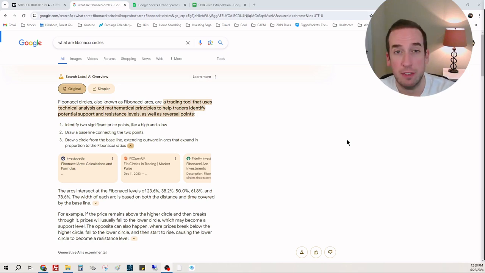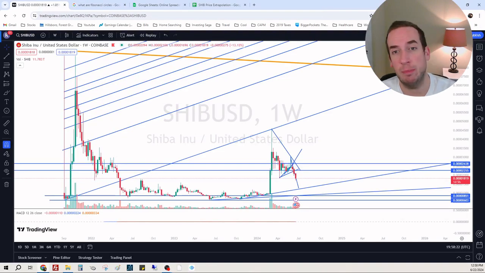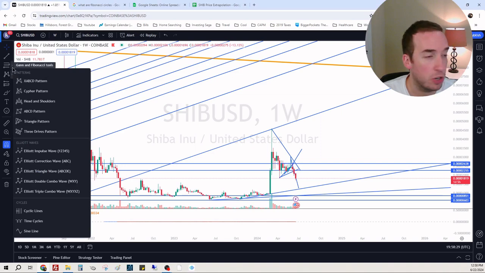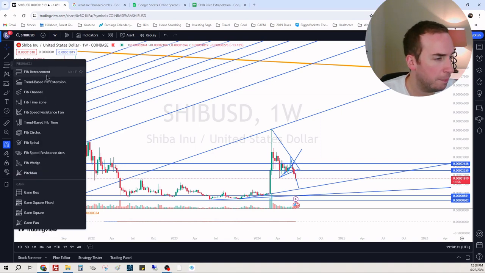So anyway, the Fibonacci principles and the technical analysis tools are fantastic. Fibonacci levels are my favorite. Fibonacci circles are also a top. Basically, it has the levels of 23.6, 38.2, 50%, 61.8, and 78.6. We'll get into that. So looking at the Shiba Inu chart, what we're going to do is apply the Fibonacci circle, which we're using TradingView, by the way.